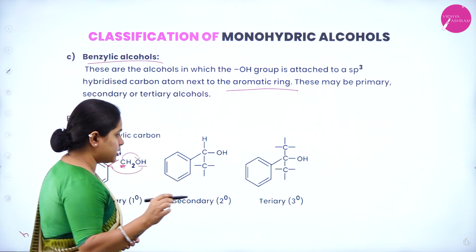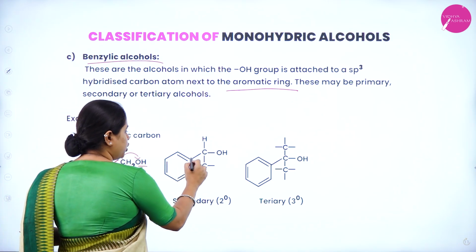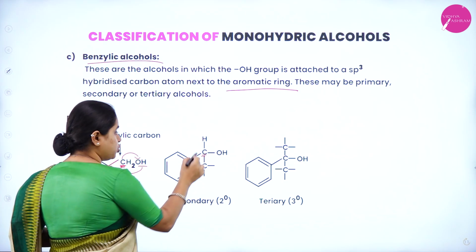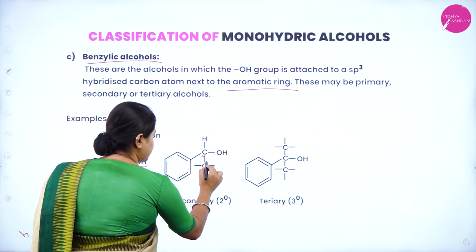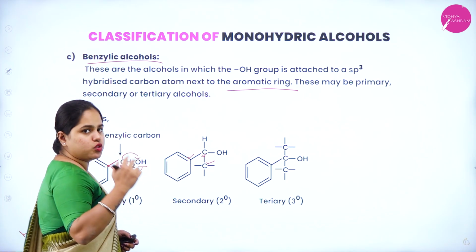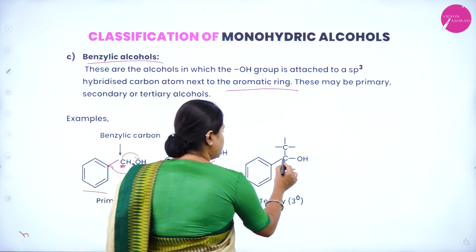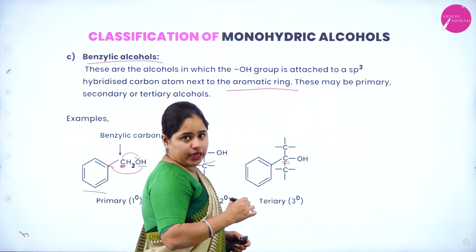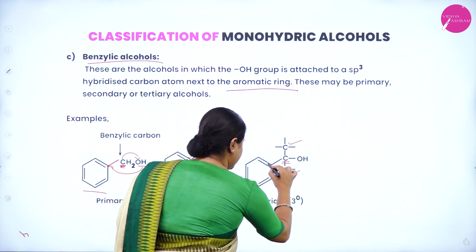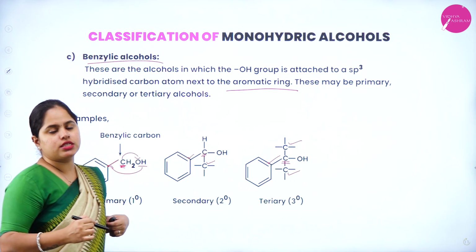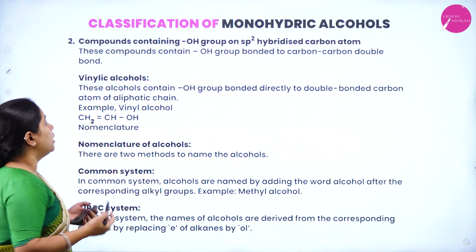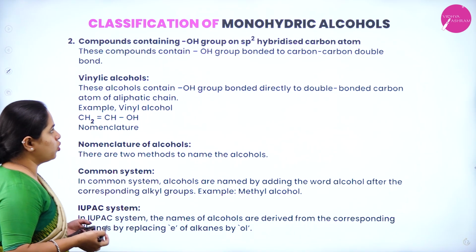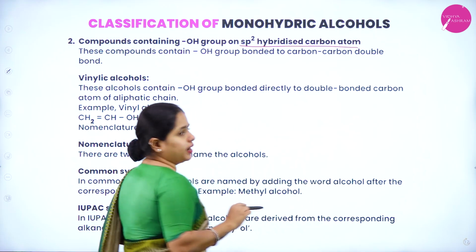As you can see in the next one, this is the benzene to which this carbon atom is attached. To this carbon atom, the hydroxyl group is attached. Now this carbon is further attached to 1 and 2 carbon atoms. So this is secondary. Now here also this carbon is your benzylic carbon to which 1, 2 and 3 carbon atoms are attached. So this is tertiary. I hope it is clear. Now moving on to the next classification, compounds containing a hydroxyl group based on sp2 hybridized carbon atom.